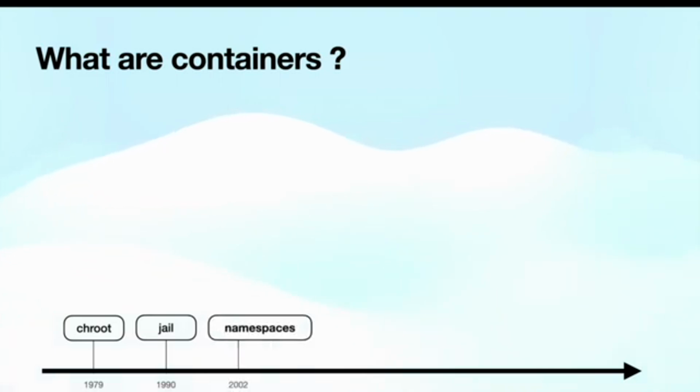In 2002, Linux introduced a new feature called namespaces, which is similar to jails but more flexible. Namespaces allow different processes to have their own isolated view of system resources, such as the file system, network interfaces, and process IDs. So namespaces provided a way to create lightweight virtualization without the need for a full-blown virtual machine.